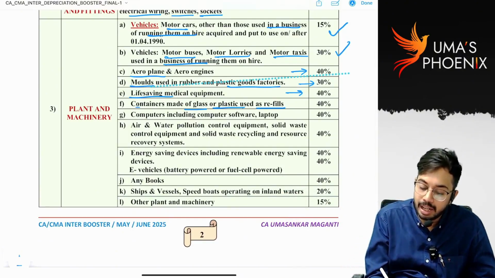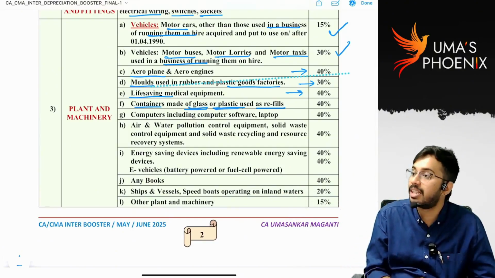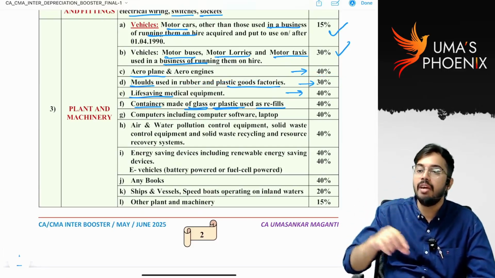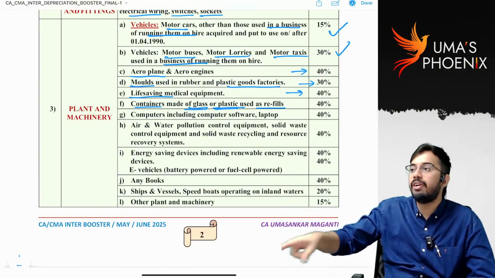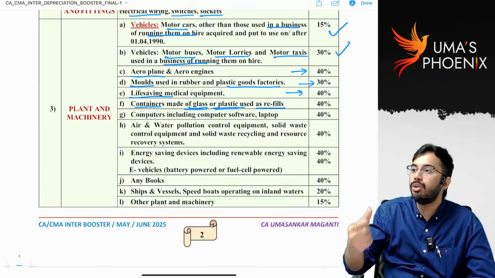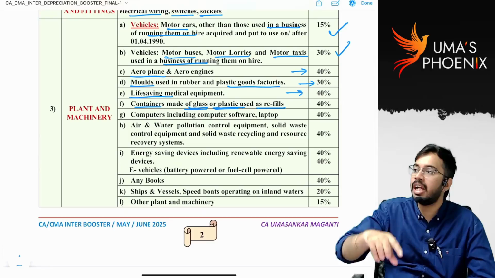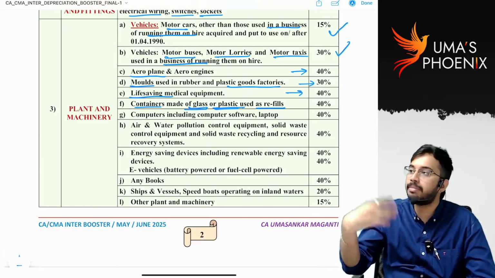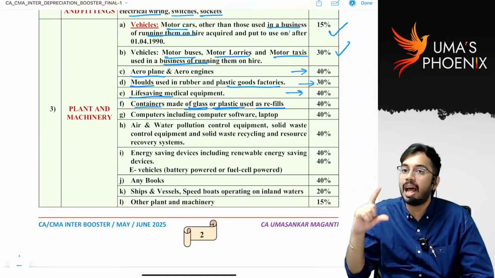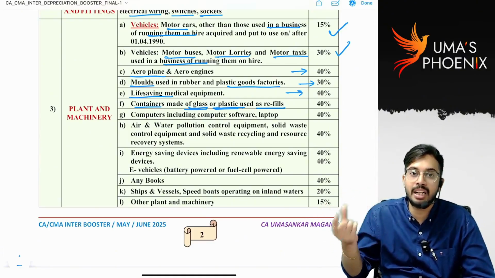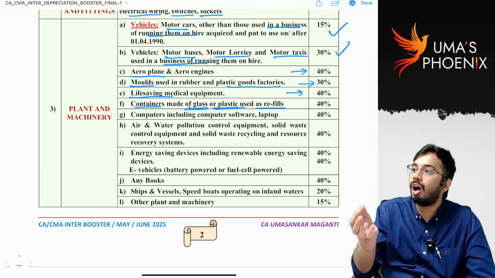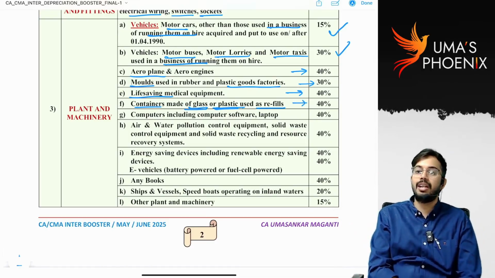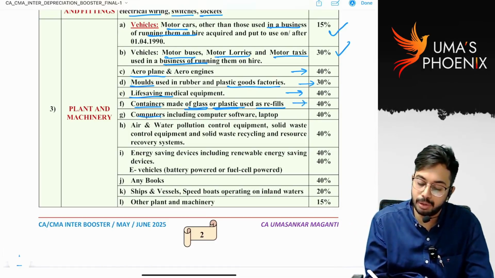If there are containers made of glass or plastic and they are used as refills, what does that mean? Once we finish drinking, we keep it in the plastic tray, it goes to the factory, it is cleaned, new Thums Up is poured into it, and again it comes into the shop. That means the same bottle is used multiple times as a refill. So whenever glass or plastic bottles are used as refills, they are also assets. On them the rate of depreciation applicable is 40%. Is it clear? Next, computers including computer software.